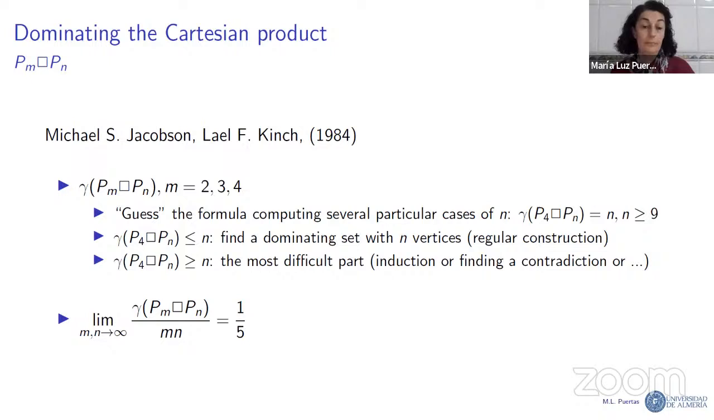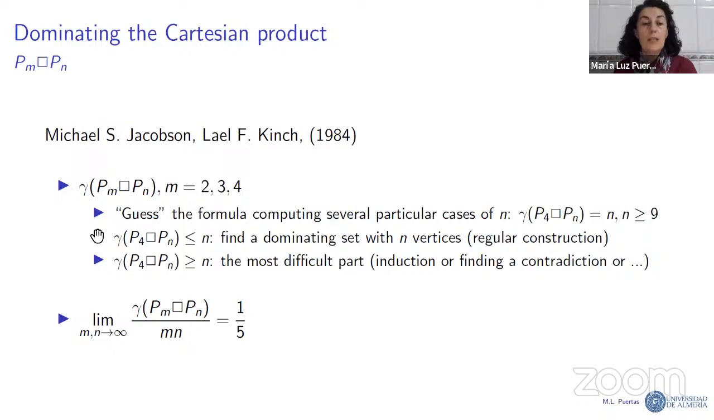How do they obtain a good conjecture about the final result? Computing several particular cases, because what they do is fix one path, in this case P4 as I put before, and obtain a formula for the other path anyway. So they try some particular cases, P4 with P5, P4 with P6, or whatever, and they say, okay, it looks like the general formula for the Cartesian product of P4 and Pn is n, for n greater or equal than 9. Okay, now they have a good conjecture. And with this conjecture, you have to prove two inequalities.